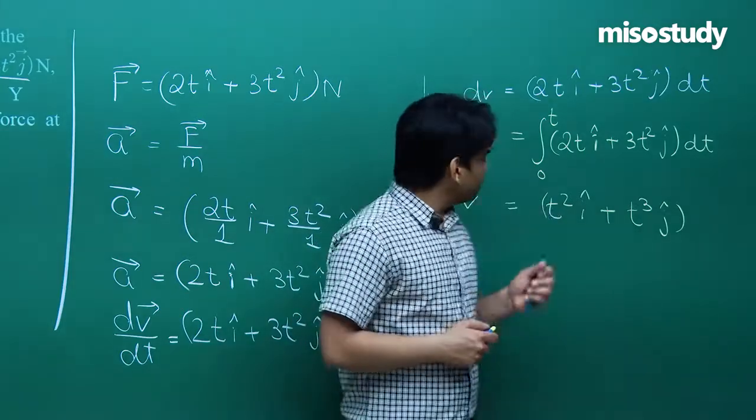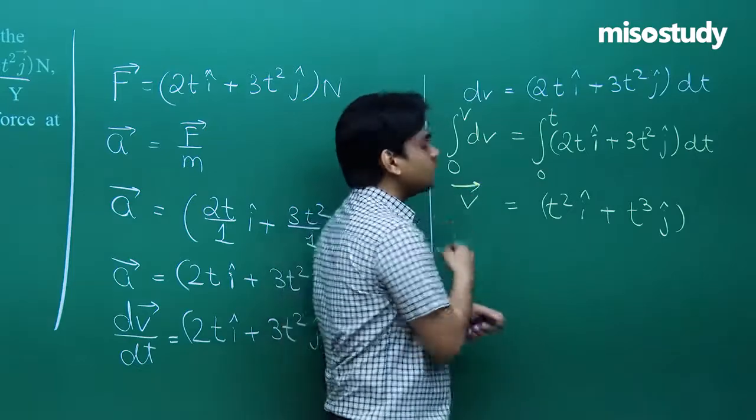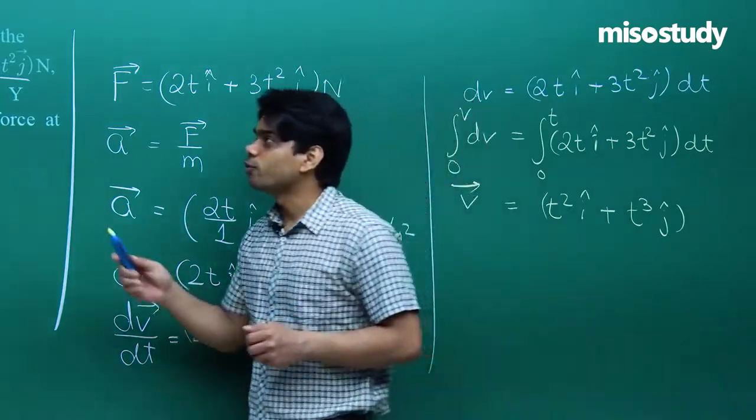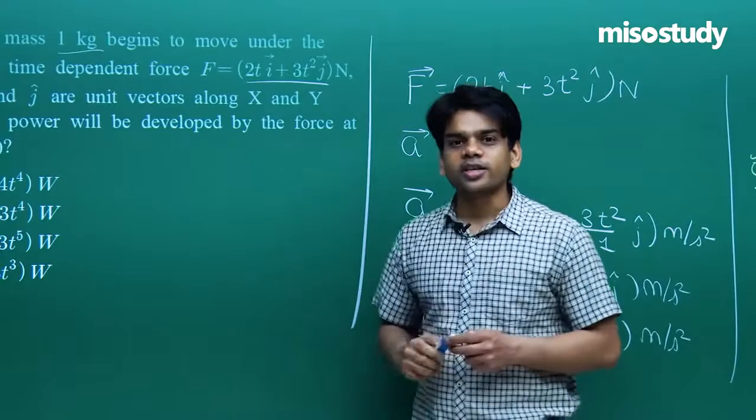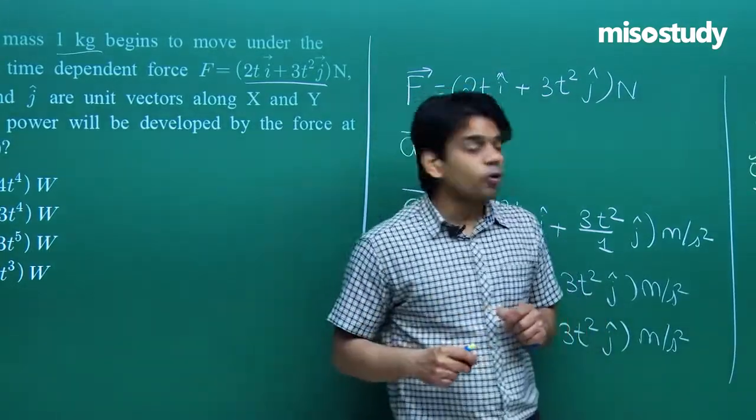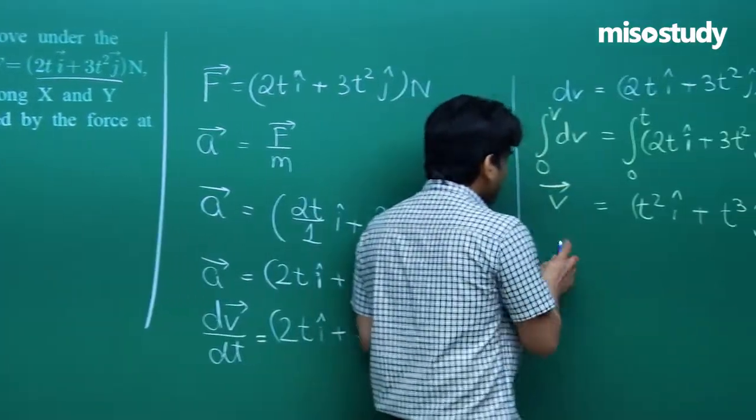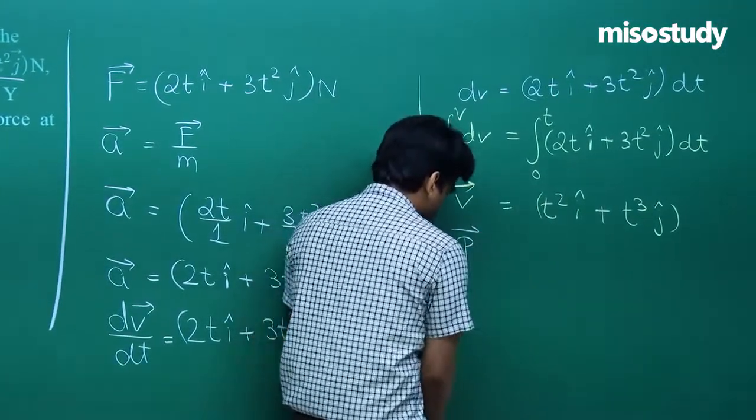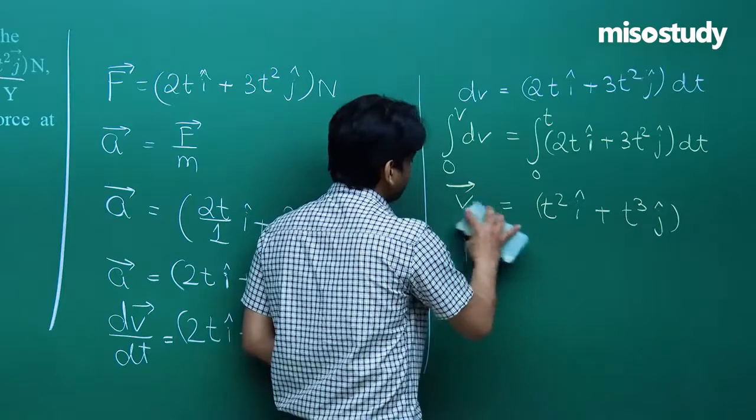Next, we got the velocity function and we got the force. Already we have the force, that's 2t i cap plus 3t square j cap. Power delivered at any particular instant of time is the dot product of force and velocity. So straightaway you can write power is equal to F dot V.